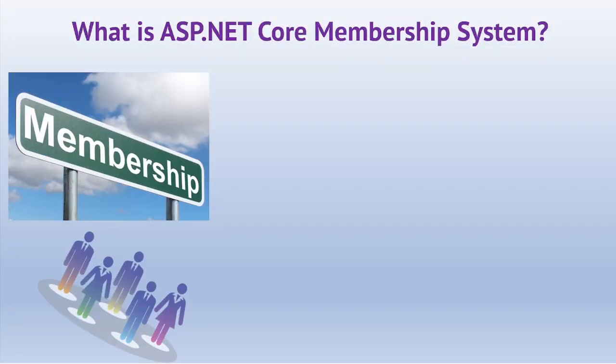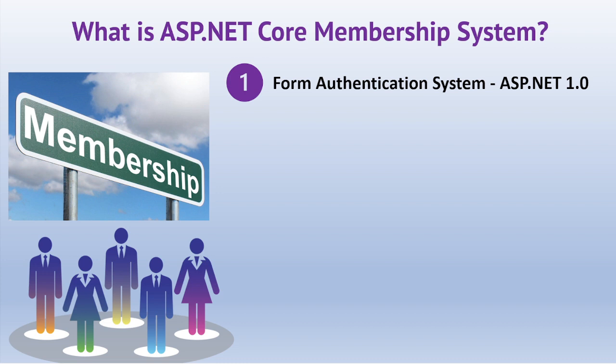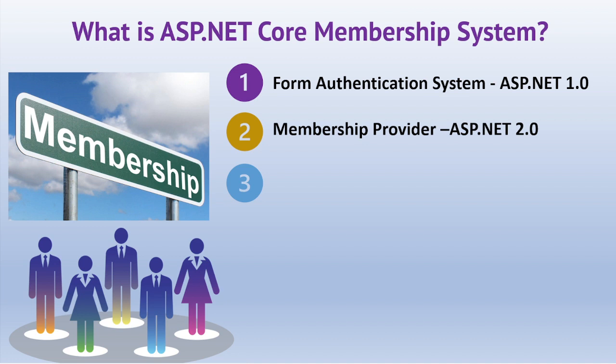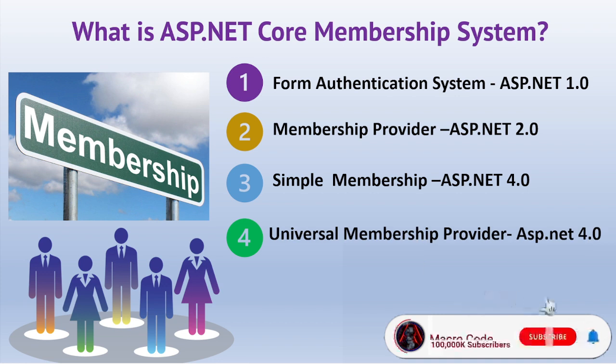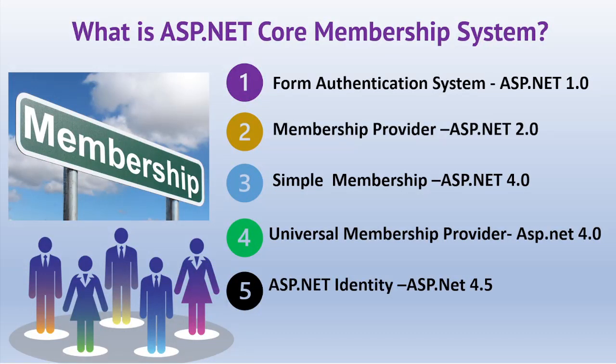One of them was the forms authentication system, which was in ASP.NET 1.0. Another one was the membership provider, which was in ASP.NET 2.0. Another one was simple membership, which was in ASP.NET 4.0. Then we have the universal membership provider, which was in ASP.NET 4.0 and also in ASP.NET 4.5. Then we have what we are meant to discuss today, which is ASP.NET Identity, which you will find in ASP.NET 4.5 and above.